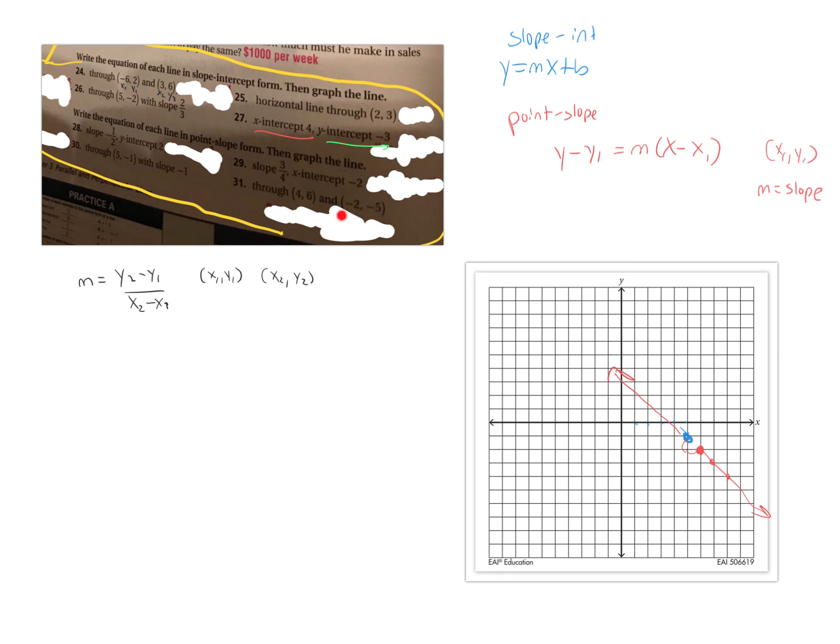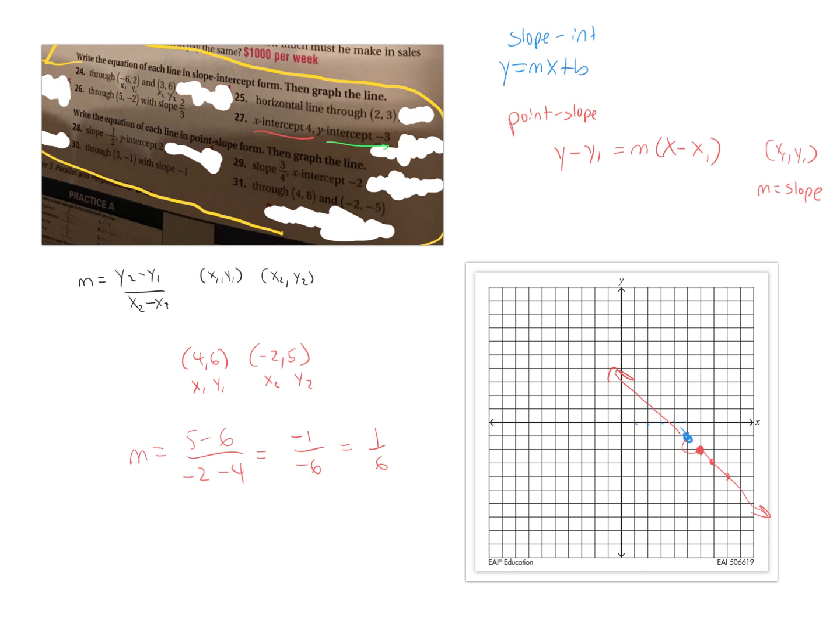All right, problem number 31, they actually give us 2 points, which means we're going to have to do something similar to what we did on the last slide. So the 2 points are (4, 6) and (-2, -5). So what we're going to do is find the slope of this line first, and we could use the slope formula for that. Why don't we call this x1, y1, and we'll call this one x2, y2. And then the slope is going to be y2 minus y1, which is going to be -5 minus 6, all over x2 minus x1, which is -2 minus 4. -5 minus 6 is -11, -2 minus 4 is -6, and that reduces to 11 over 6.